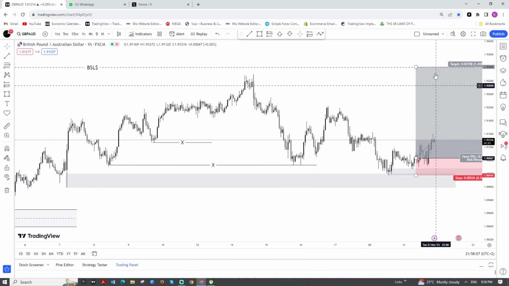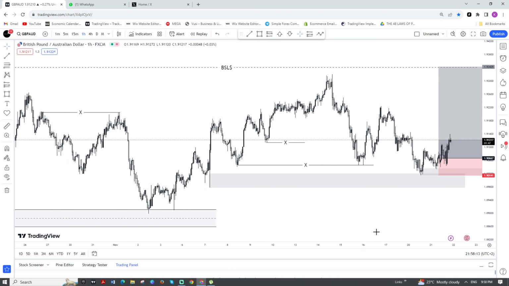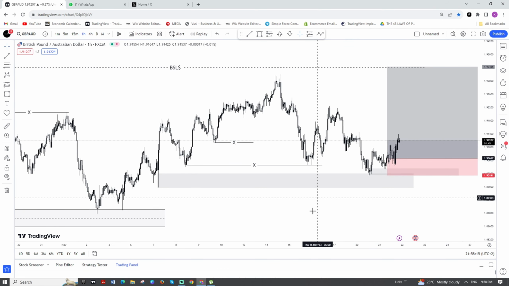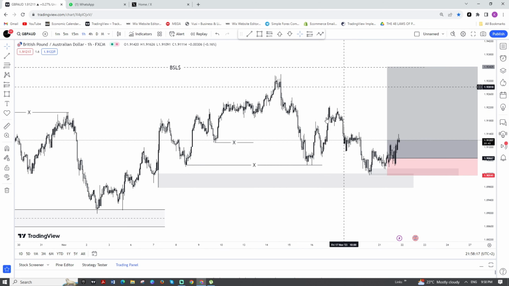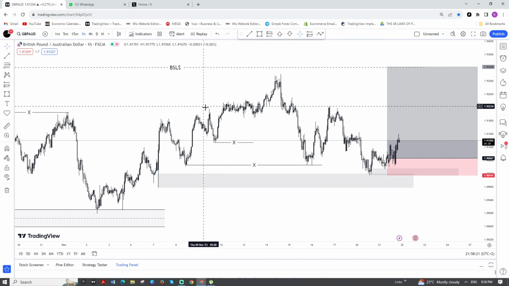So for today, we're going to be looking at a few pairs. We're going to be looking to take a few trades on these pairs for this week and maybe for the next upcoming week. So yeah, guys, let's just check the market and see if we can possibly take some opportunities for this week.